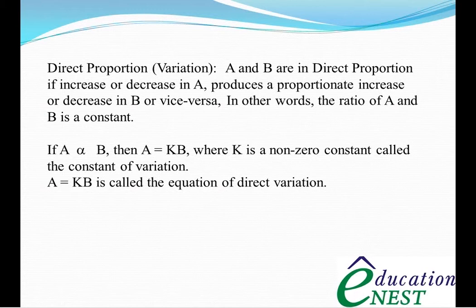Direct proportion: A and B are in direct proportion if an increase or decrease in A produces a proportionate increase or decrease in B, or vice versa. In other words, the ratio of A and B is a constant. If A is proportional to B, then A is equal to KB, where K is a non-zero constant called the constant of variation. So A is equal to KB is called the equation of direct variation.